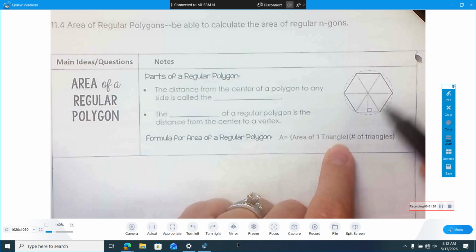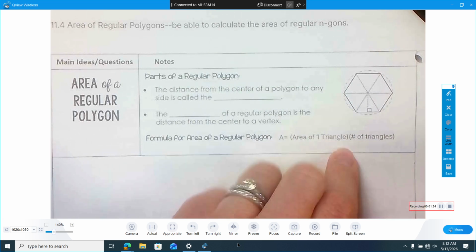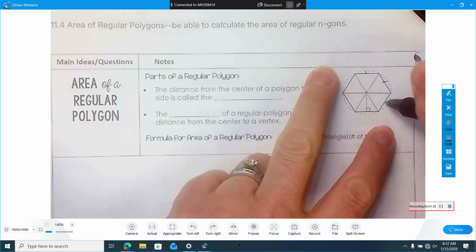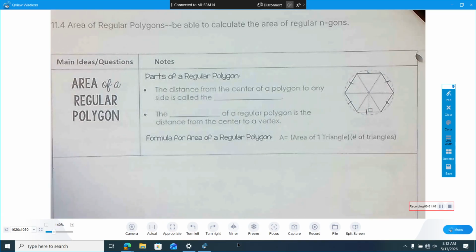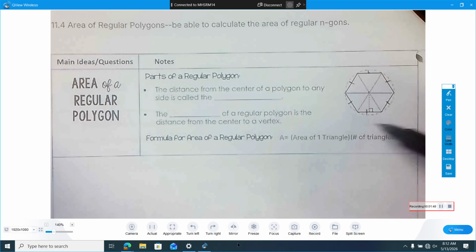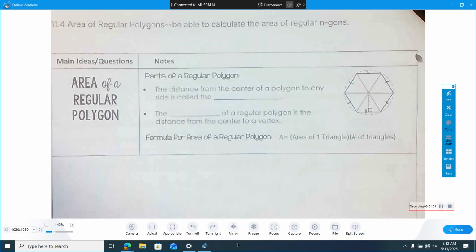a regular n-gon, what does regular mean? So all the sides are congruent, and that's kind of important. They have to have congruent sides, congruent angles sort of thing. Because if they're all congruent, then all the triangles are the same size.